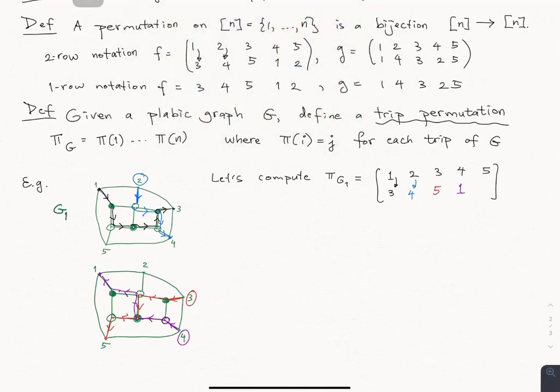Now I want to figure out the trip from vertex 5. So first I go to the first vertex, it's white, so I turn left, and then I see a black vertex, so I turn right, and I see a white vertex, so I turn left, and I end at 2, so 5 goes to 2, and this is the trip permutation for G1.